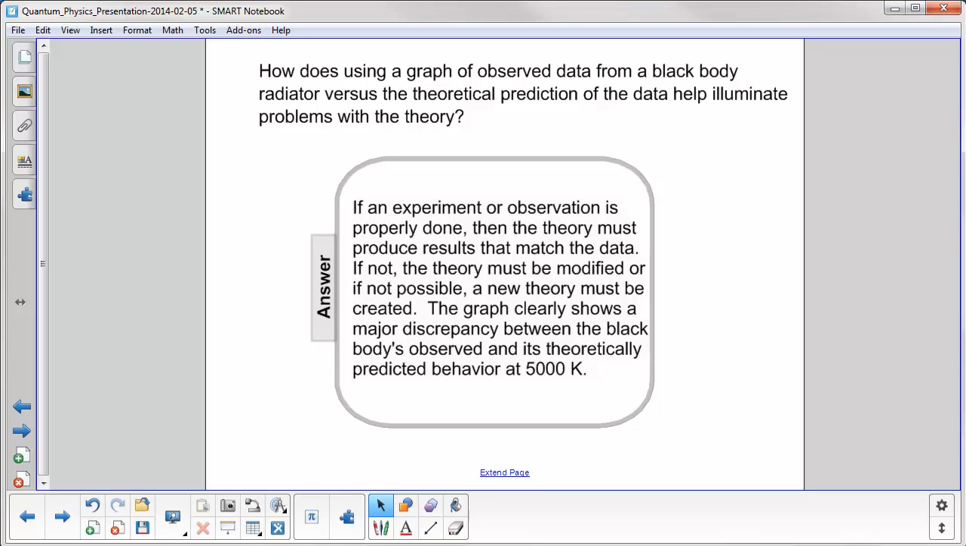Then whatever theory you have must absolutely match the data. If not, you need to modify the theory or possibly create a new one. The case of the intensity versus wavelength for blackbody radiators clearly showed a discrepancy, a major one, between the blackbody's observed and its theoretically predicted behavior at 5,000 K. The theoretical graph showed that the intensity would go to infinity. In reality, that's not what happened, so therefore the graph helped us see that.